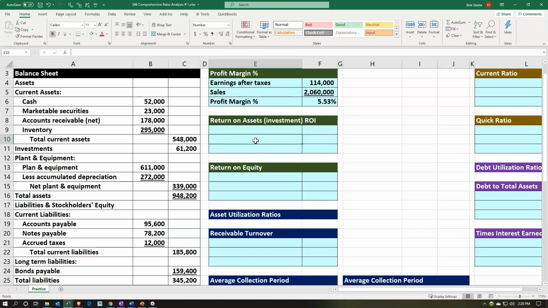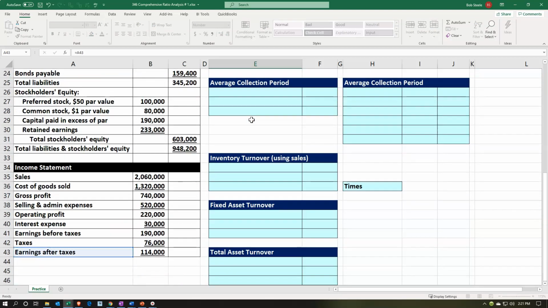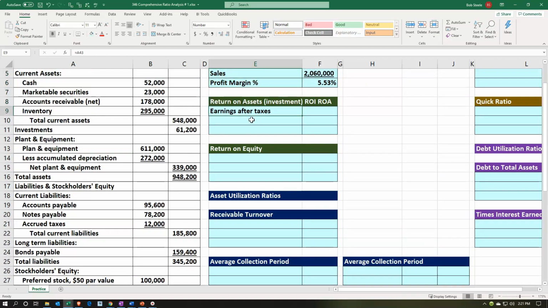Okay, now we'll do our return on assets. This is like the return on investments we talked about. ROI would be return on investments, or ROA, return on assets. So we have our assets in the company. How well are we utilizing those assets? We're going to be taking our net income, or the bottom line of the income statement. In this case, we're calling it earnings after taxes, which is basically the net income bottom line.